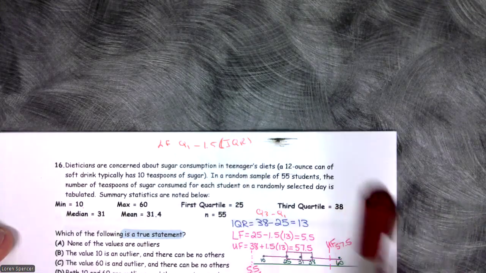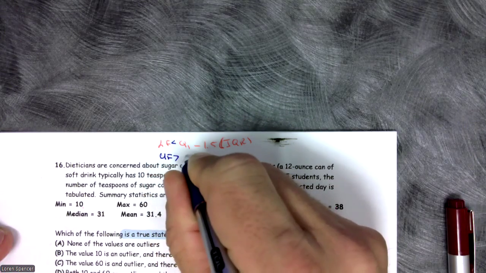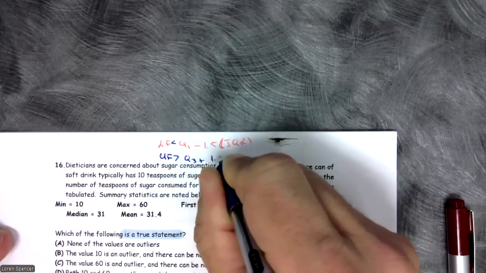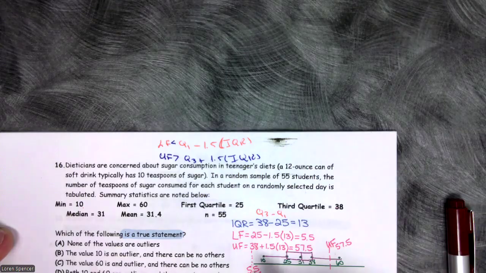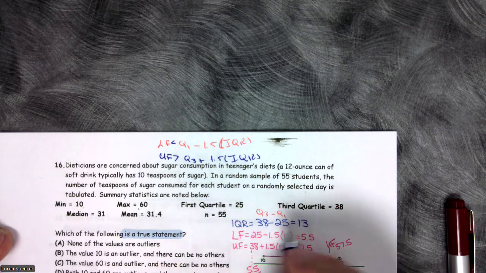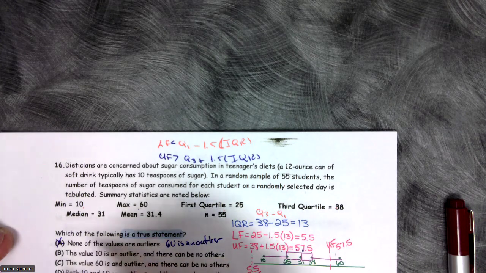When we go to the upper fence, our upper fence should be greater than Q3 plus 1.5 IQR. So 38 plus 1.5 times 13, so 57.5. And in this case, our max is 60. So guess what? We have 60 is an outlier. So we know we have outliers on the high side. We don't know how many.